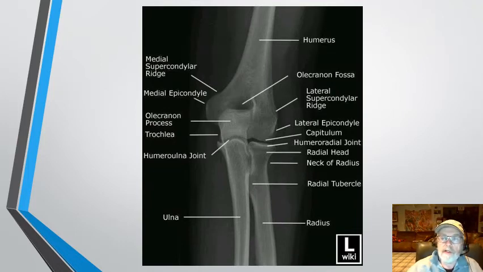The medial epicondyle, the olecranon process, the trochlea, you can actually see the joint, okay? You can see the radial tuberosity, you see the neck of the radius, the head of the radius, again, the joint, the capitulum, the lateral epicondyle, and the olecranon fossa. You should see all those things. Those things are pretty obvious, and you can see those pretty easily, okay? That's an easy x-ray to see those from.